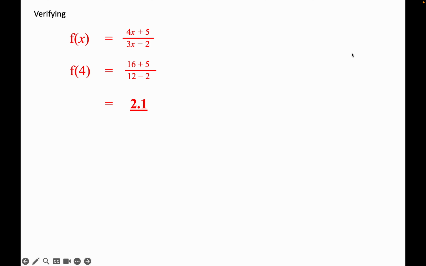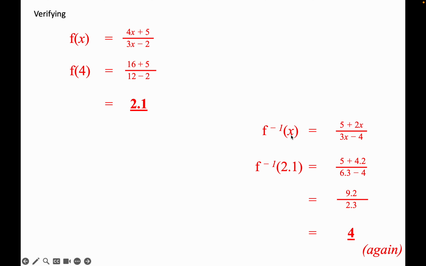So if I take that 2.1 and put it into my inverse function, that should take me back to 4. So let's do that. The inverse function was 5 plus 2x over 3x minus 4. So sticking in a 2.1 everywhere where I had an x gives me 5 plus 4.2 over 6.3 minus 4, which comes to 9.2 over 2.3, which takes me back to 4 again.